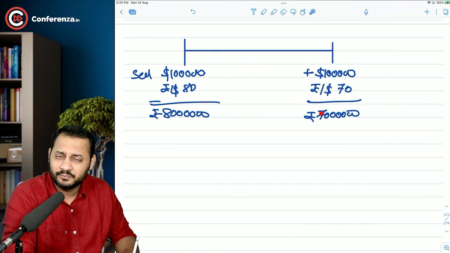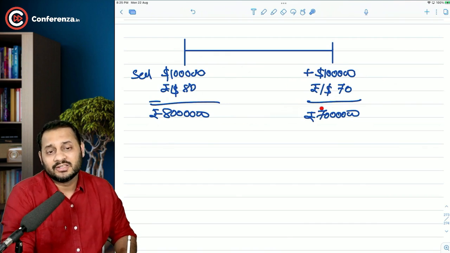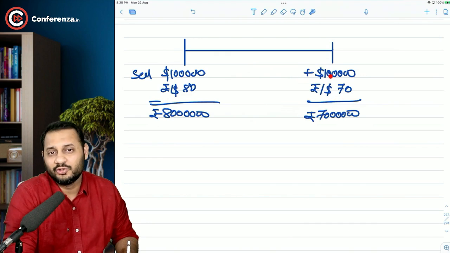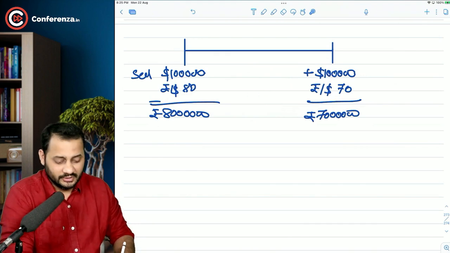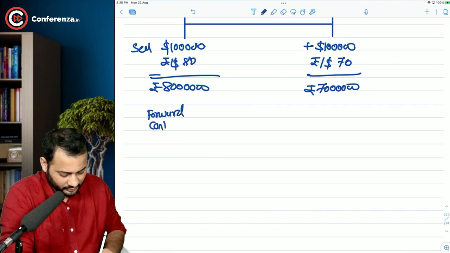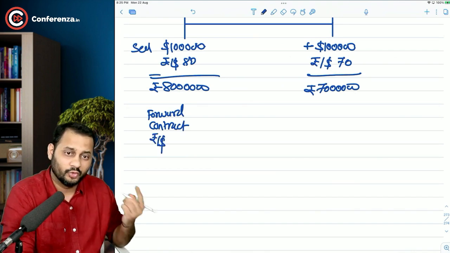So the loss is confirmed. Exactly. And you are scared of this loss because right now you cannot hold on to this dollar. So there is one option today. What you can do is enter into a derivative market called a forward contract. You remember? And you can fix the price of those dollars.